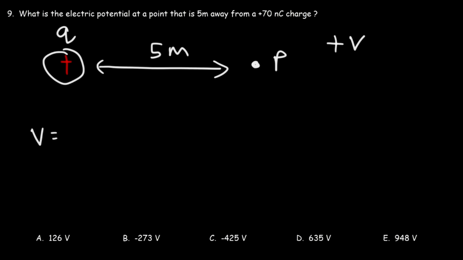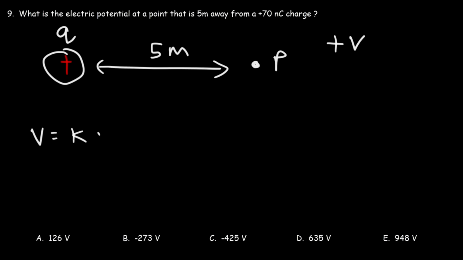So electric potential is not a vector, it's a scalar quantity. Electric field and electric force are vectors. So when you're adding vectors, that's a whole other process. But when you're adding scalar quantities, then you could just add them without the use of vectors.